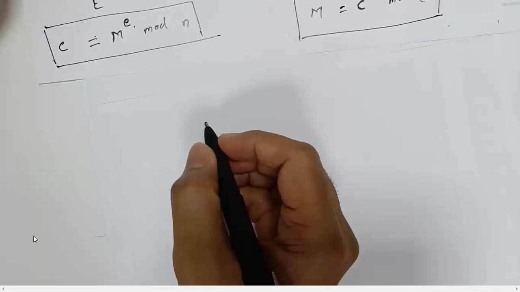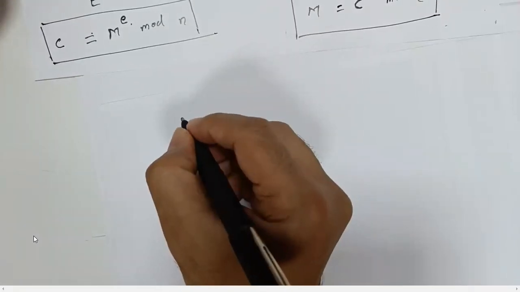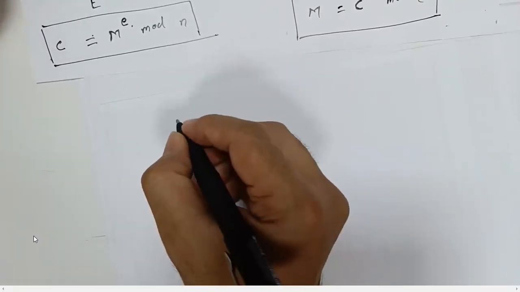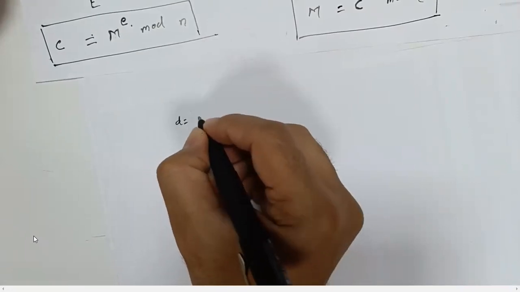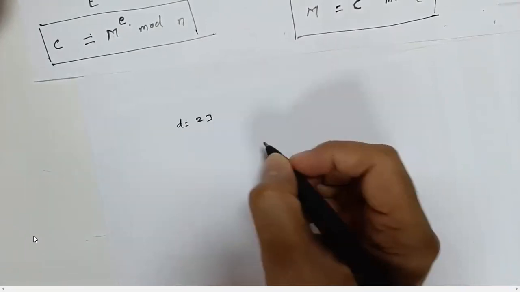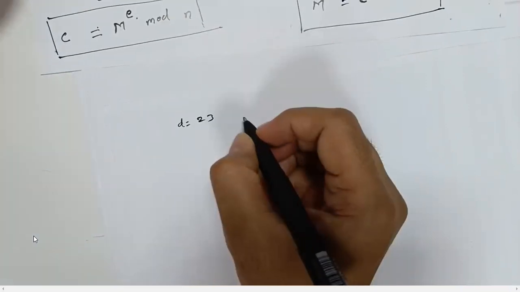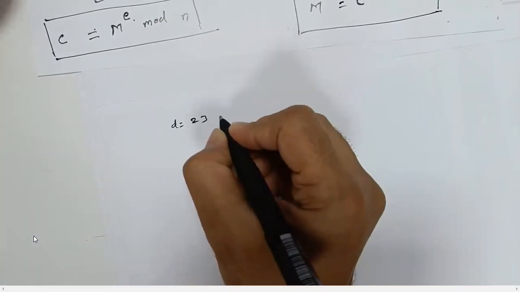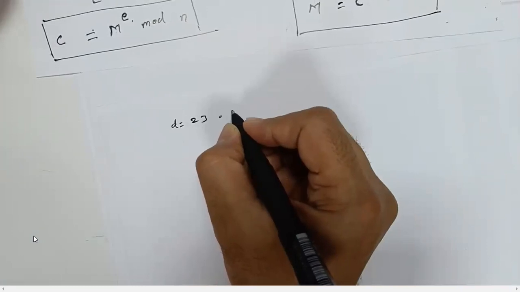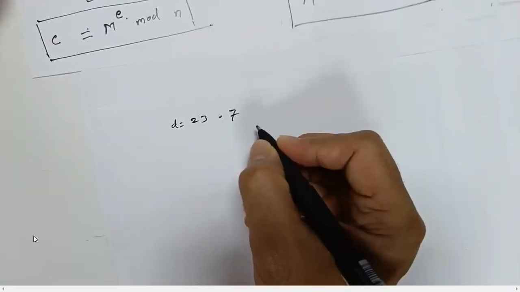You might have to do some trial and error. So I'll give you the value right now. Let's say we consider the value 23 for D. Can you multiply it with the public key? What do you get?